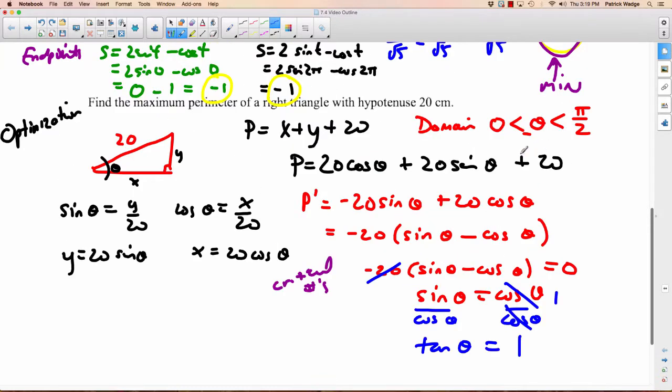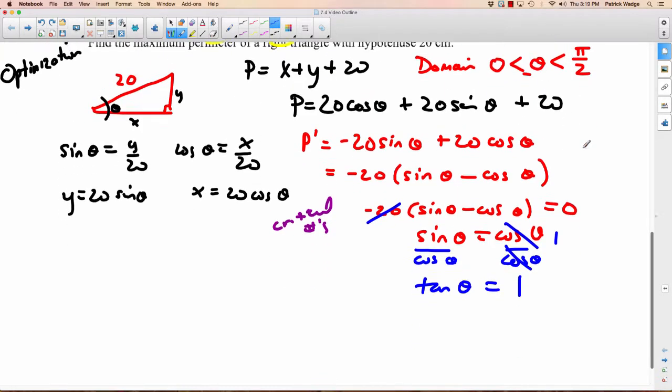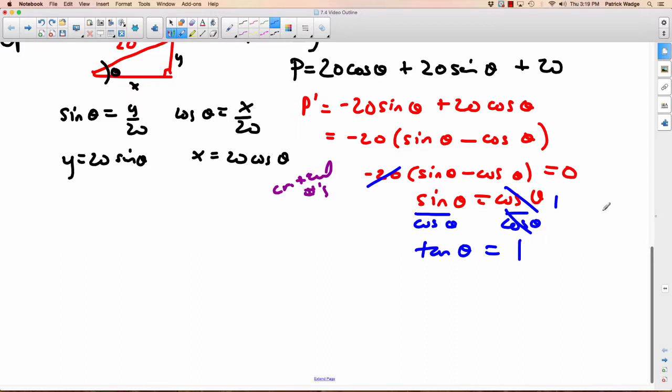Now, our angle has to be between 0 and 90 degrees, between 0 and pi over 2, so we only have to worry about our first quadrant angles. Which angle is it that has a tan value of 1? It's 45 degrees, or pi over 4 in radians.